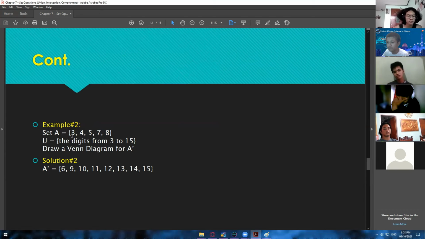So in here we have 3, 4, and then 5, but we don't have 6. So we have to list that one on our A complement. And we have 7 and then 8, but we don't have 9 up to 15. So just list that one on our A complement.